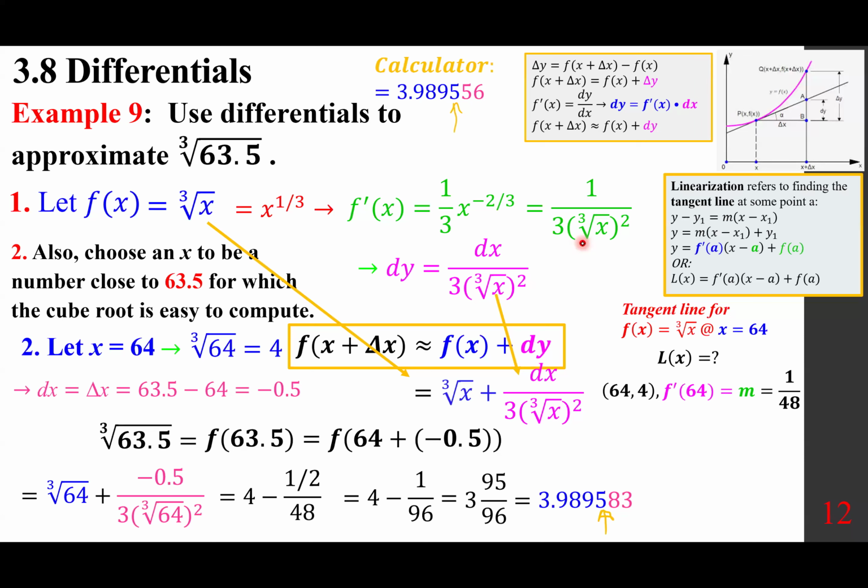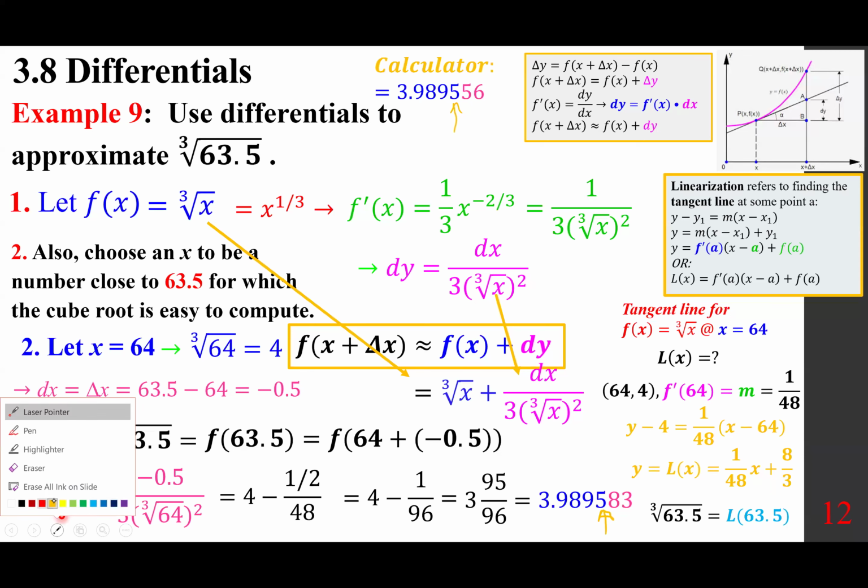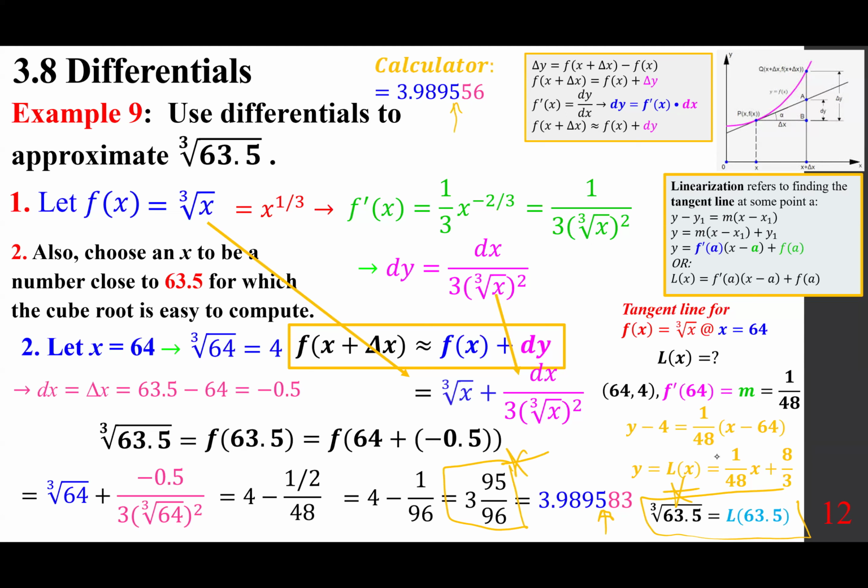y minus y1, that means y minus 4 equals m, 1 over 48, times x minus x1, which is 64. If you do the math, and I'm going to leave it for you to verify, L of x is 1 over 48 x plus 8/3, please check. And now, if I plug in 63.5, and again, I want you to do that, you get exactly this number, and I highly recommend doing it without the calculator. You will get this number, okay? Because you want to really verify it without a calculator. That goes pretty fast. Linearization will give you the same answer as the differential. It is supposed to.